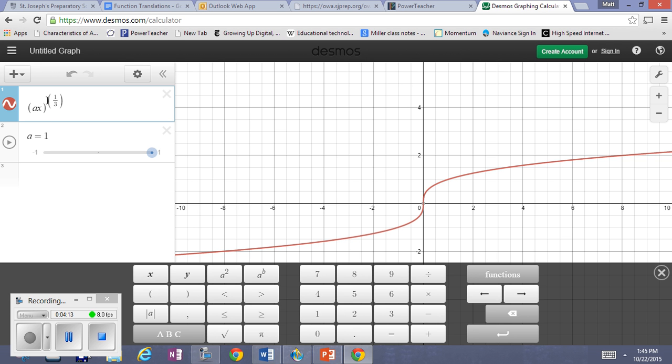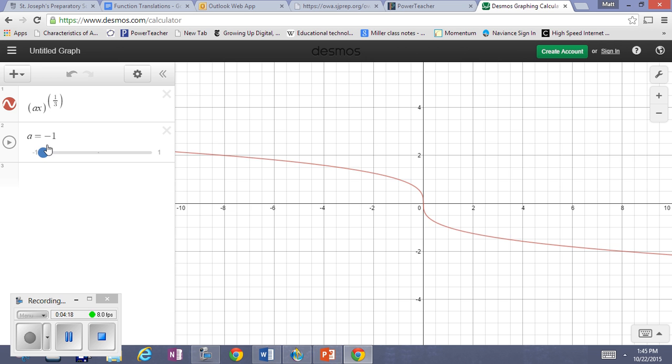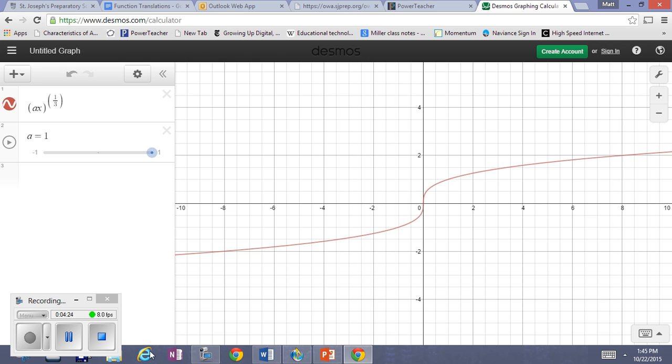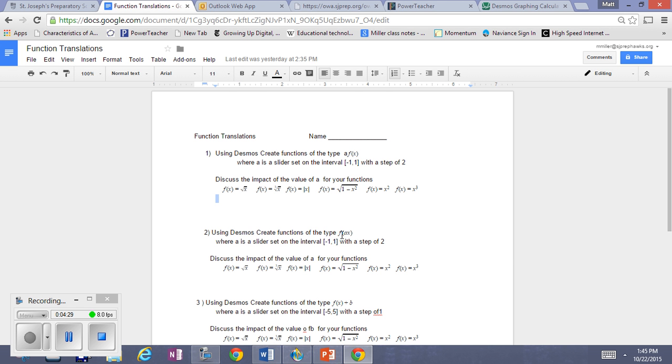So this is the cube root of 1x. What is the cube root of -1x? What's the difference? Explore that for your other functions as well. So that covers those two.